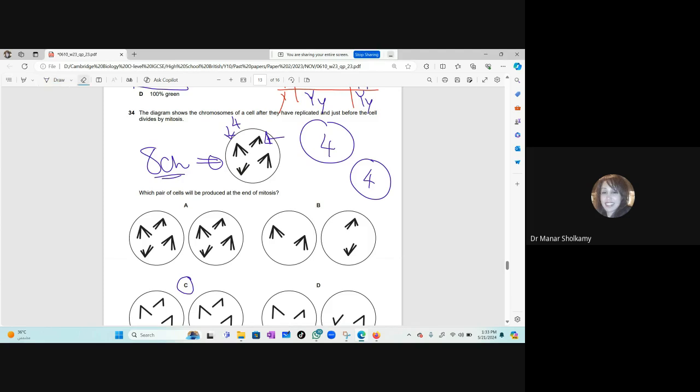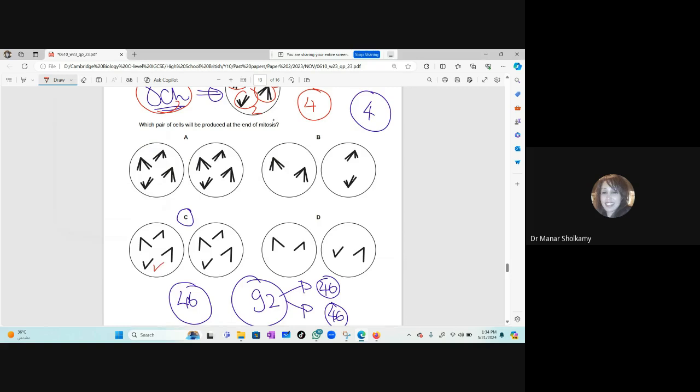This question, they're trying to confuse you. Let's read the question again. The diagram shows the chromosomes of a cell after they have replicated. So every chromosome here is a duplicate. This is 2, this is 2, this is 2, this is 2, so I have a total of 8. Then they will split to give you a cell with 4 chromosomes and another one with 4 chromosomes. So it will be C. Each one has 4 chromosomes. Did you get it?